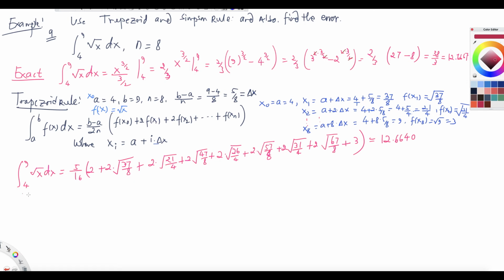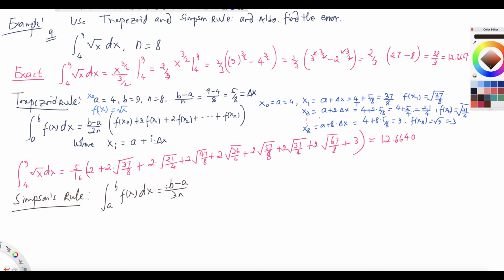Similarly, I want to use Simpson's rule. Let me use a different color. All the x0, x1, everything will be the same. All these values will be the same. Only the formula is different. The formula will be the integral from a to b of f of x dx, which is b minus a over 3n, not 2n.